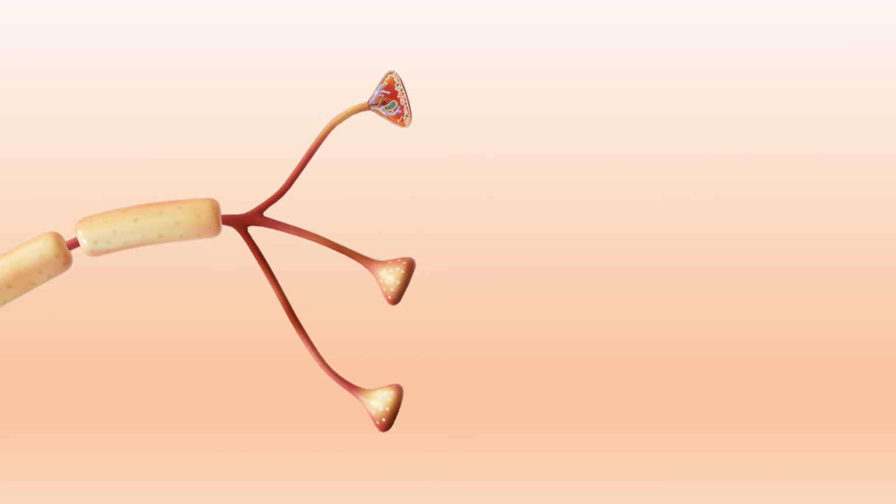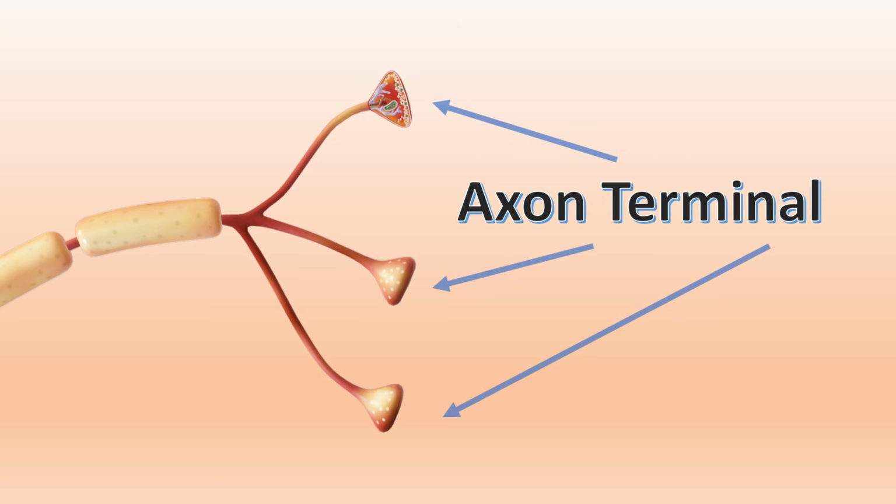Number 5. We have the axon terminal. They are that part of the nerve cell that makes synaptic connections with another nerve cell or muscle tissue. The impulse passes through the synapse.